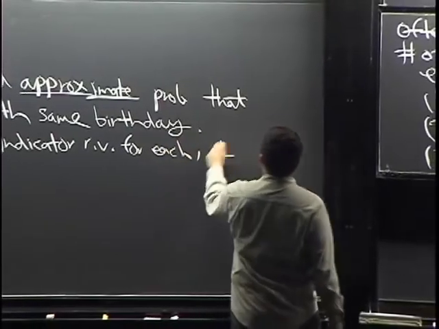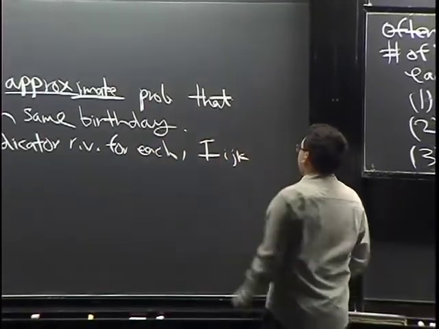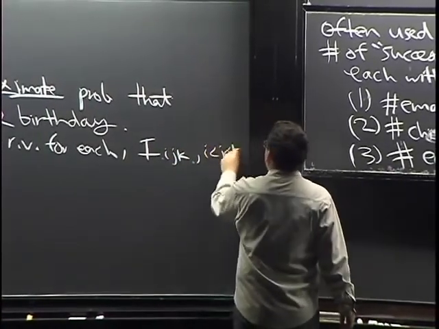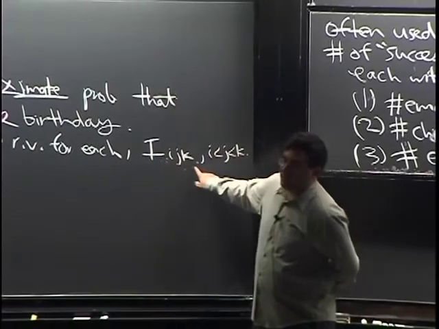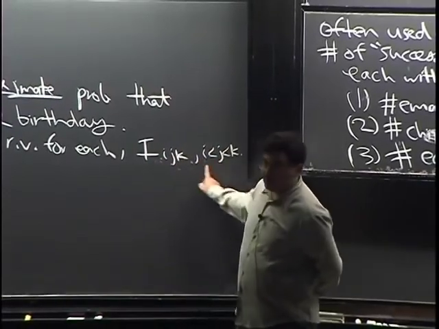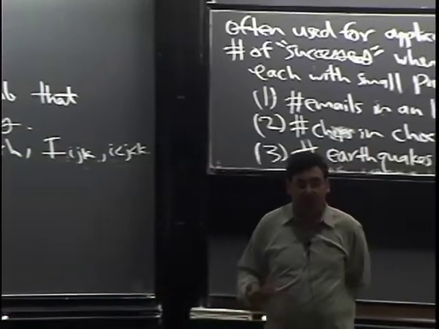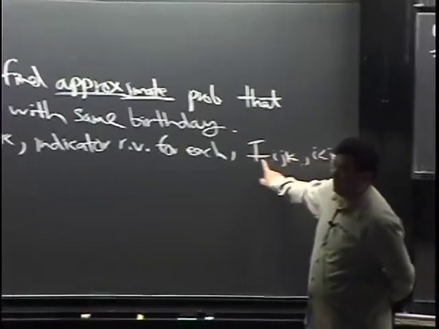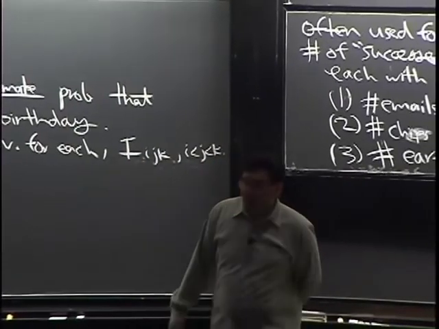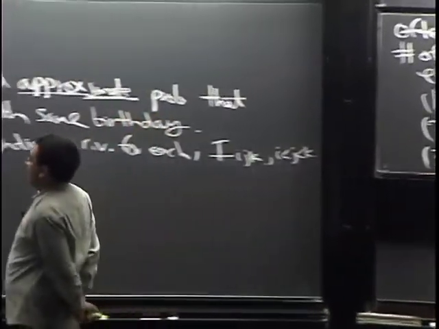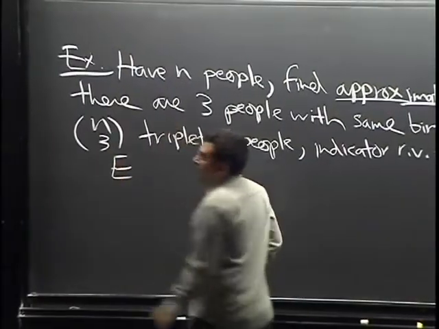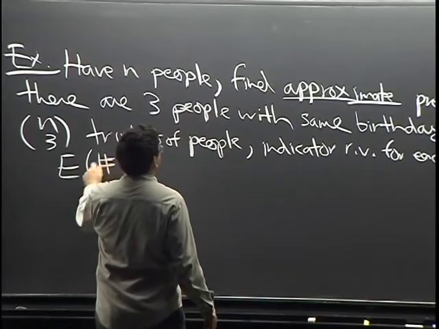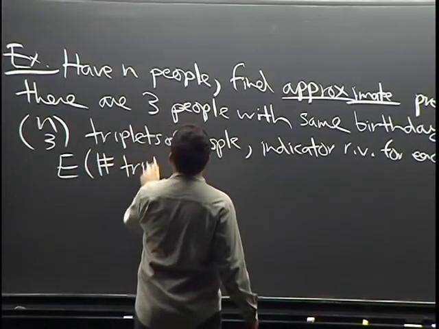Let's call that I sub ijk, where if you have people i, j, k, where i is less than j is less than k. So i, j, k are any numbers between 1 and n in increasing order, just to avoid repeating the same thing multiple times. Then we define this indicator to be 1 if they all have the same birthday. Okay? So actually, I didn't write it here, but at this point we know the expected value. We know the expected value exactly. Expected value of the number of triple matches.